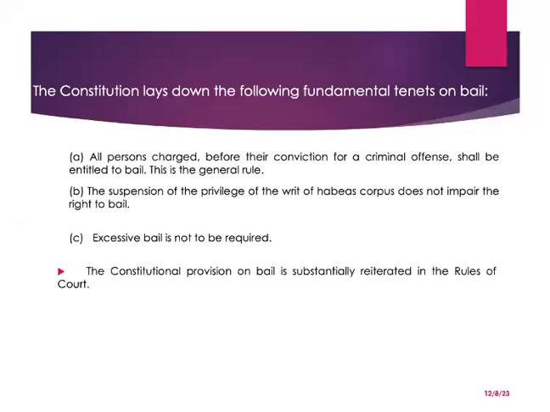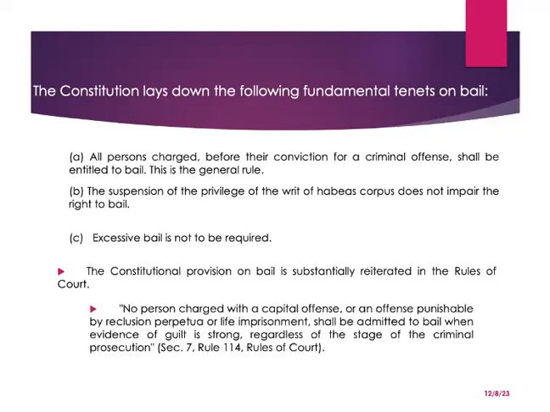And then the constitutional provision on bail is substantially reiterated in the Rules of Court. If you notice in Section 7, it says that no person charged with a capital offense or an offense punishable by reclusion perpetua or life imprisonment shall be admitted to bail when evidence of guilt is strong, regardless of the stage of the criminal prosecution. Okay? Now, taking the Constitution and the Rules of Court together, the rule, therefore, is that a person shall, before conviction, be accorded the right to bail. So, as a rule, before the conviction, he has the right to bail.